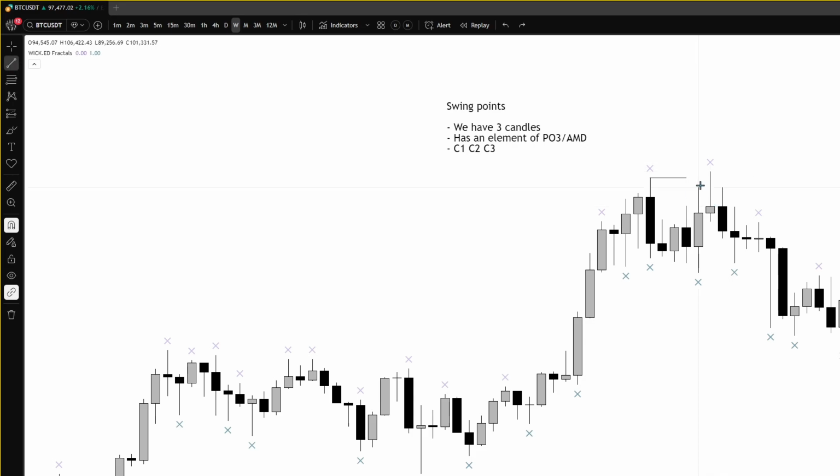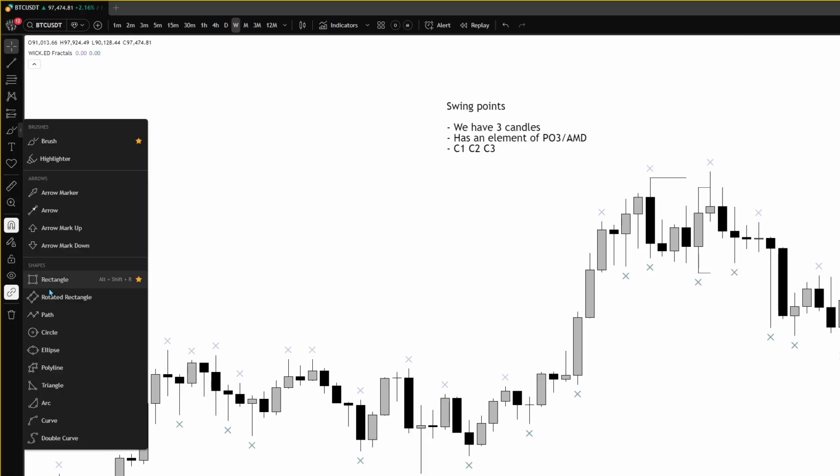Let's take this one for example. Candle 1 here, in the power of 3, would be considered the accumulation. And what does candle 2 do? It manipulates above candle 1's high. How do I know that it's manipulated? Because we pushed through it, but we didn't close above it. That's a little bit more advanced, so we don't need to focus too much on that right now.